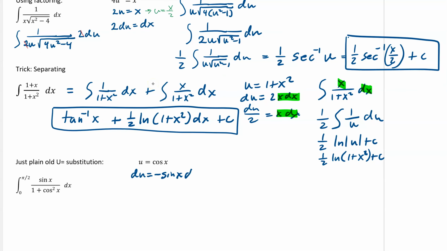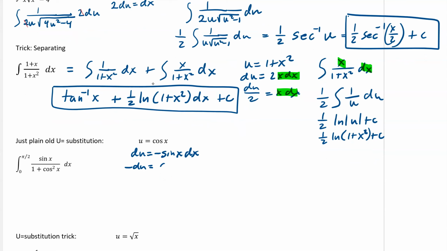So I'm not going to even resubstitute. Let's just do it. Negative du equals sine x dx. It'd take me longer to talk about it than just to rewrite it. All right, so our sine x dx, so this right here is negative du. So we put a negative here, du. And then this becomes 1 plus u squared. So we have 1 over 1 plus u squared.